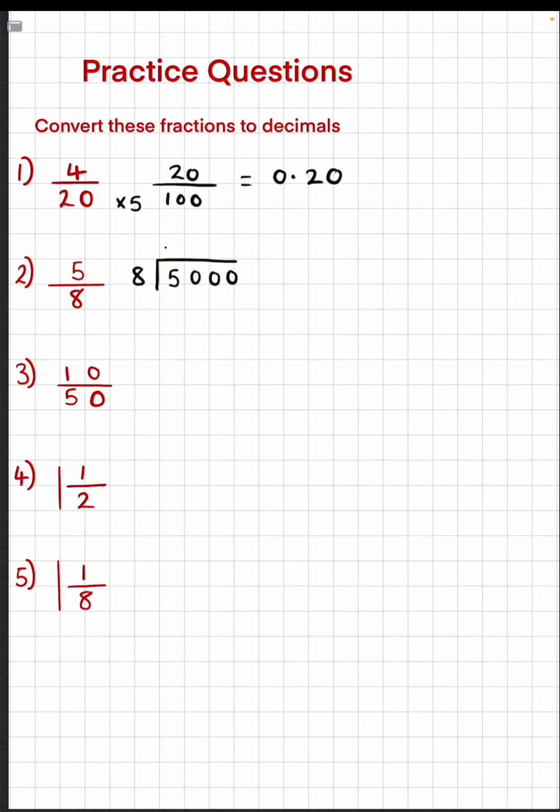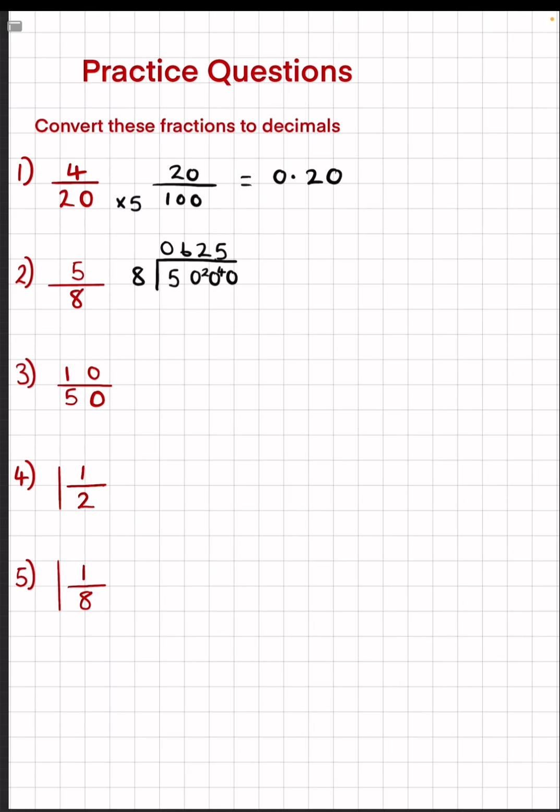8 into 5 doesn't go. 8 into 50 goes 6 times. 6 times 8 is 48. 50 minus 48 is 2. So we can carry the 2 forward. 8 into 20 goes twice. 8 times 2 is 16. 20 minus 16 is 4, so we can carry the 4 forward. 8 into 40 goes 5 times.